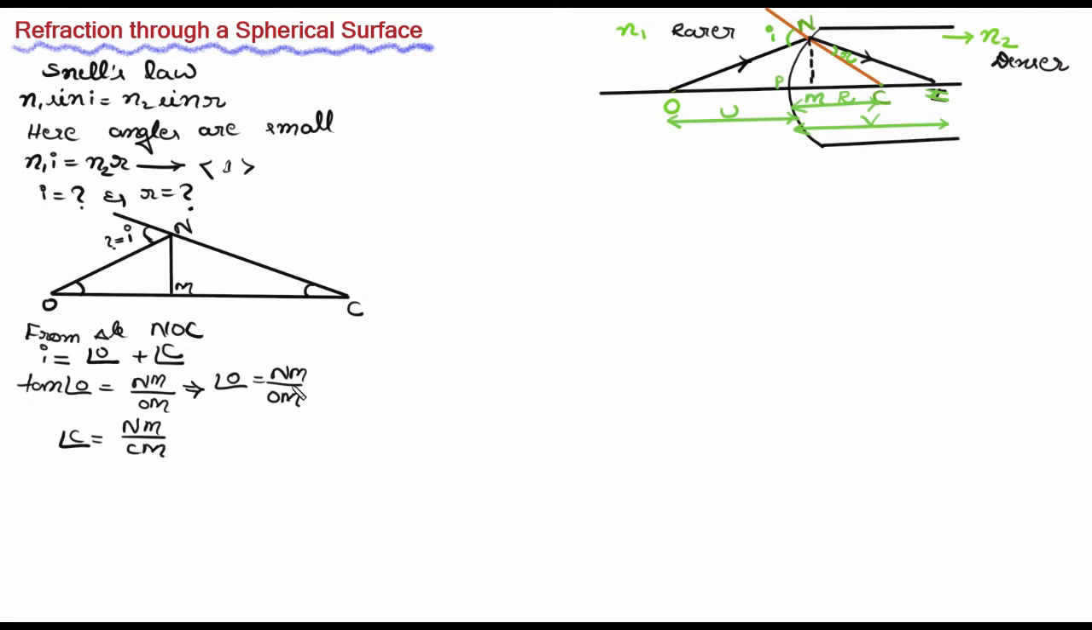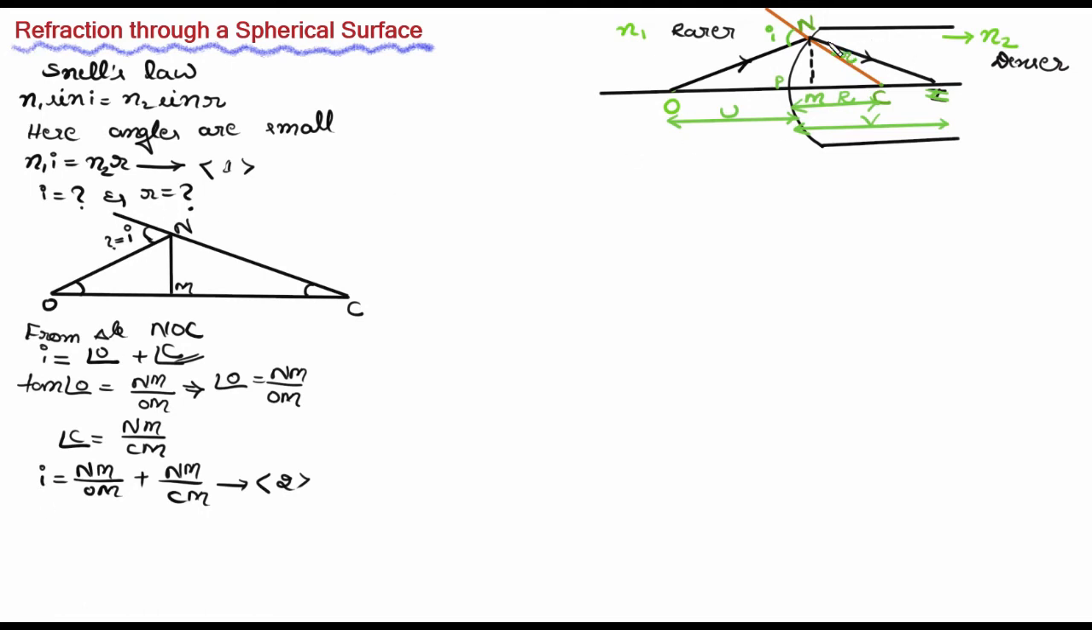Okay. Now, angle O and angle C values should be substituted in this equation, which will give you I is equal to NM divided by OM plus NM divided by CM. So, this is our second equation. This equation gives the value of the angle of incidence. Okay. Now, let's calculate the value of R.